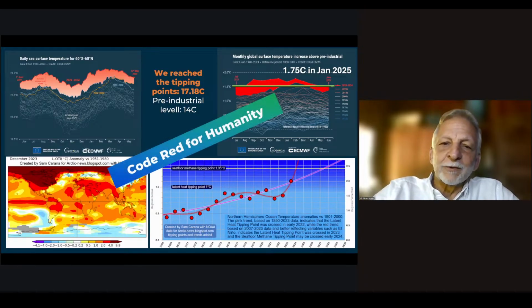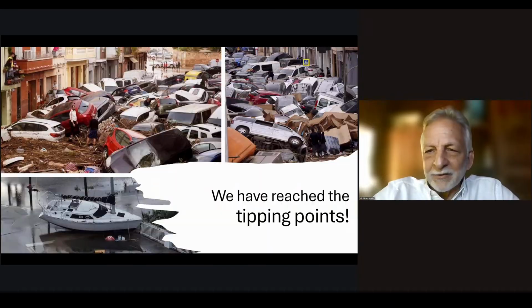So we are in code red for humanity. We don't need these graphs and the numbers and the Excel sheets to understand that we crossed the tipping points. But when you see these images, people say, oh, what a loss of cars. Nobody talked about how many billions of animals and plants were destroyed by these same floods. That's not in the equation. When we see these hurricanes, we don't ask how many birds in Florida can survive 200 mile per hour winds. These are questions we do not ask.